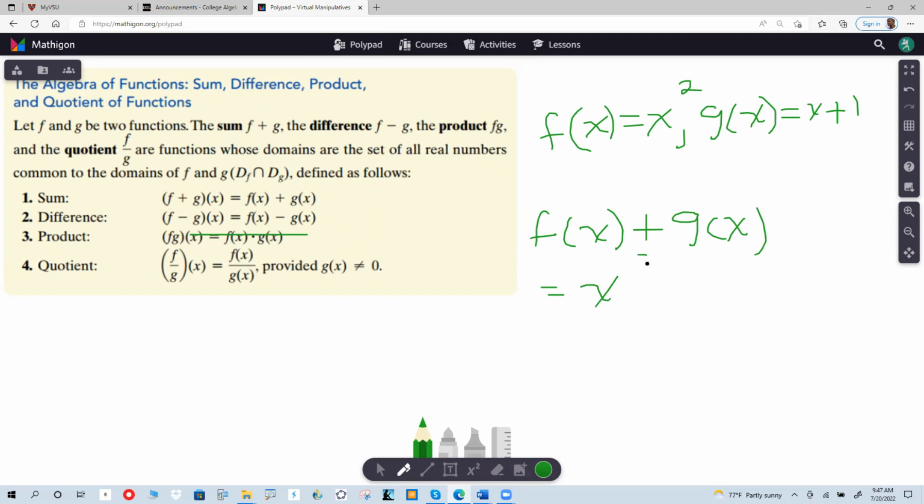X squared plus x plus 1. You add the two functions. What's the subtraction? Same thing, exactly what you would expect. You're going to replace this with a minus sign, replace this with a minus sign.